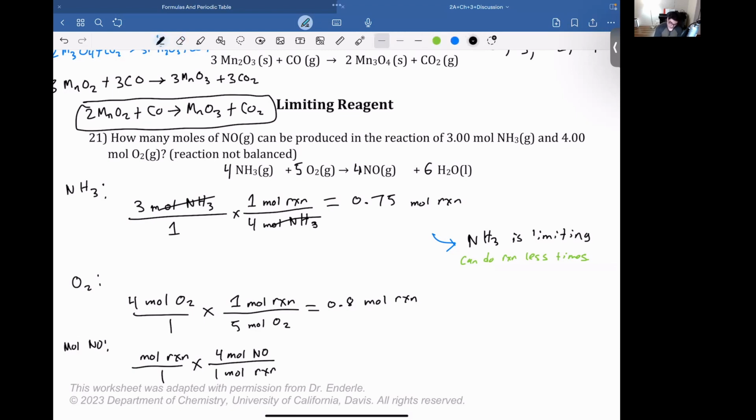Now, how many moles of reaction? I shouldn't have put 1 there. I have 0.75 because that's the most I can do, right? NH3 is the limiting reactant, and I can do this reaction 0.75 mole times. Then you plug that in, you get an answer. So you get 3. And then you're done, right? Another way you could look at this is once you find the limiting reagent, notice how these are the same coefficient. So you're going to get the same moles going in and coming out if they're the same coefficient, and it's the limiting one. All right.